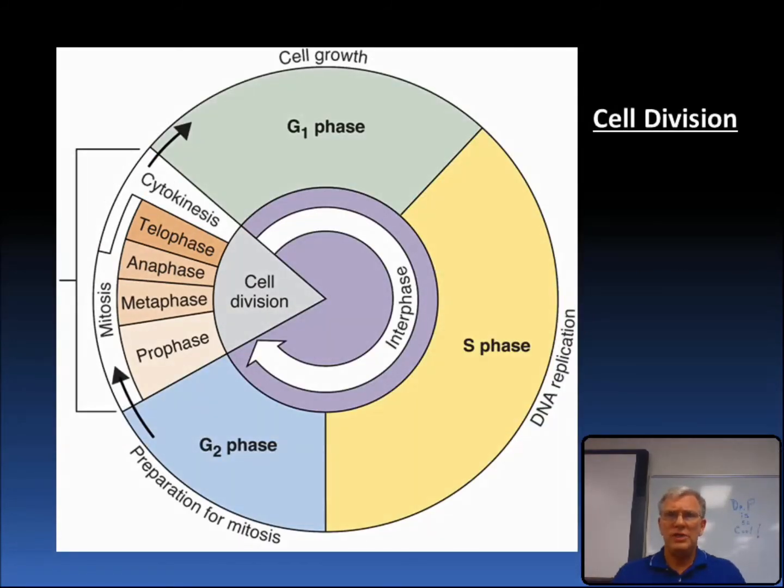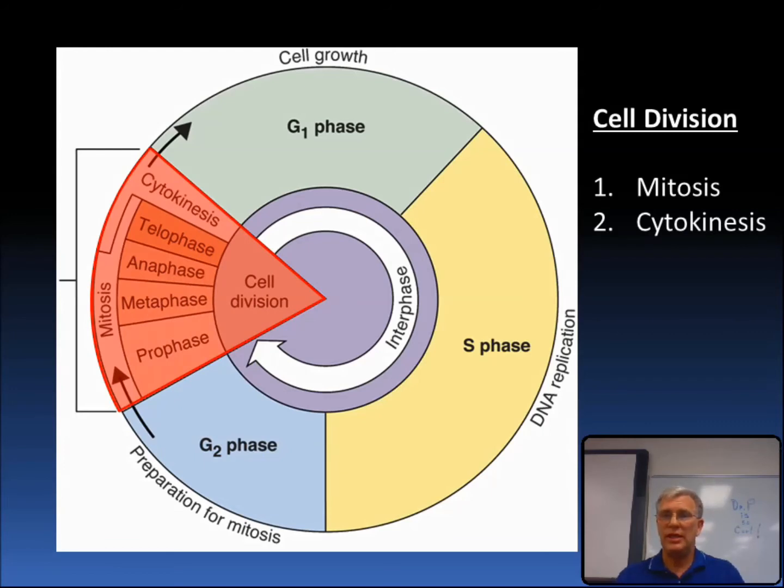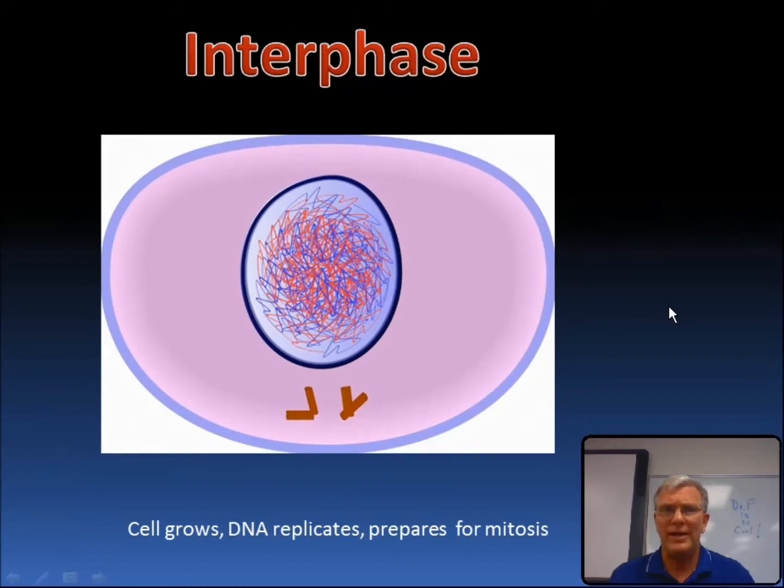All right, the cell division actually is 2 stages. Mitosis is where the nucleus actually divides, and cytokinesis is when the cytoplasm divides. Mitosis and cytokinesis together are what make up cell division. So let's look at what goes on in these different phases. We've already looked at interphase. Interphase is when the cell is doing its normal cell activities. It's when the cell grows. That's the G1 phase. It's when DNA replicates during the S phase, and when it prepares for mitosis during the G2 phase.